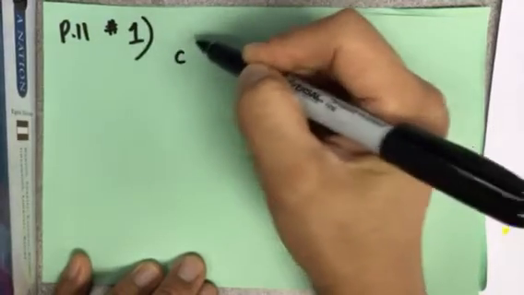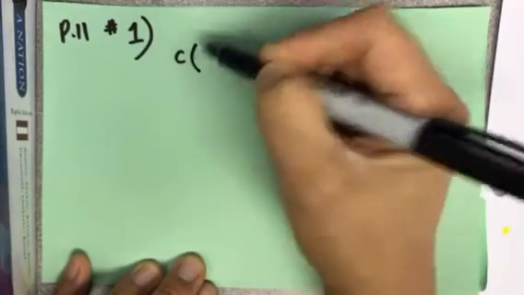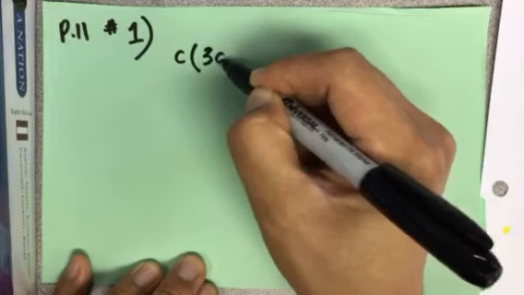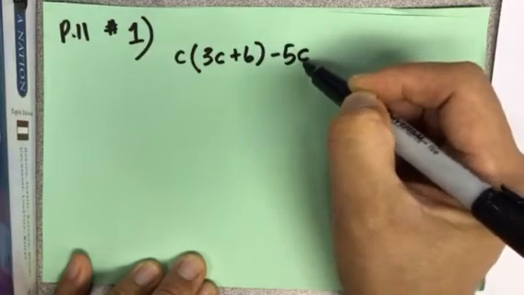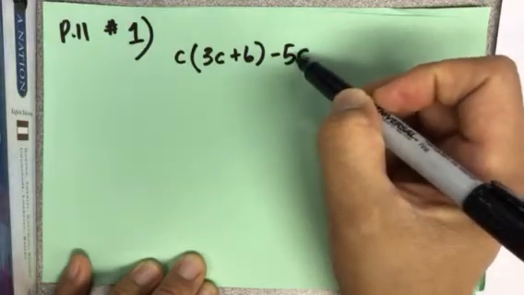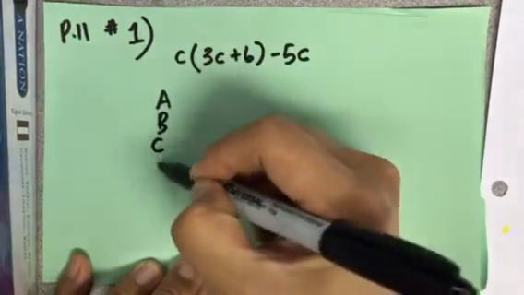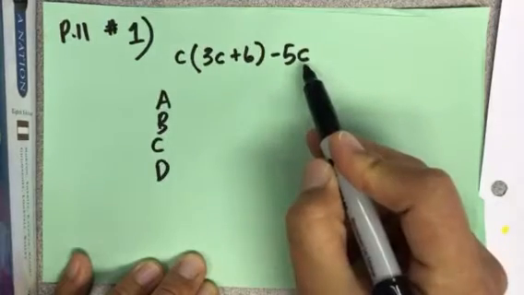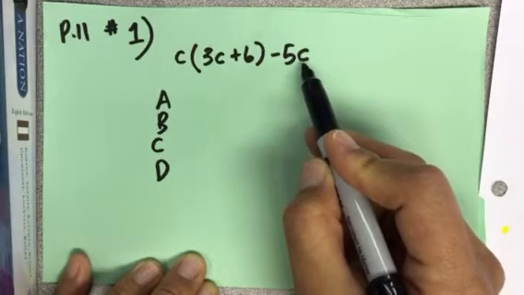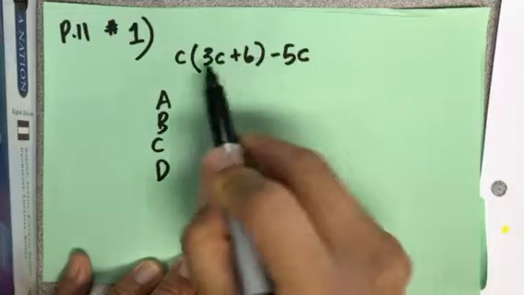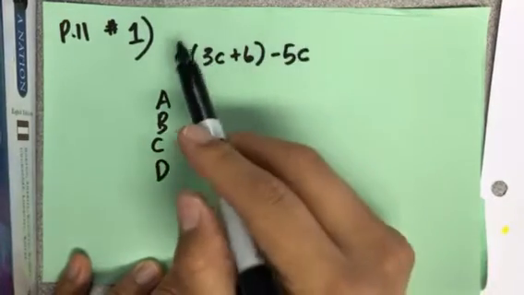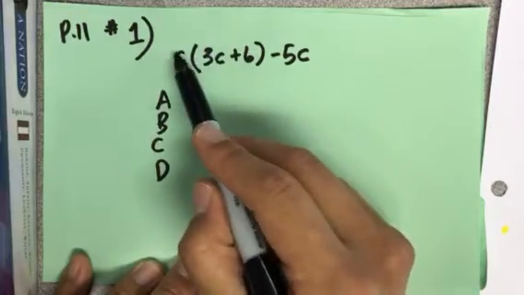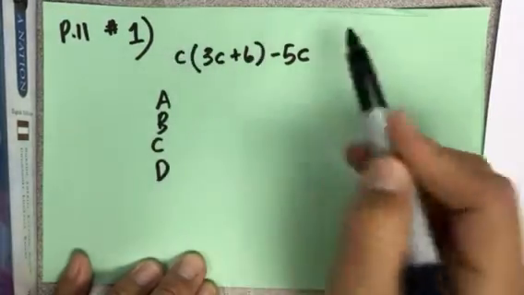Okay, so let me write out this initial question. It's C times 3C plus 6 minus 5C. Okay, so we want to know which of the following, A, B, C, D, is equivalent to this right here. So what I'm going to do is, I don't know what this actually equals, so I'm going to plug in a number. Okay, and so I could plug in a number right now, or I could first distribute this and then plug in the number.